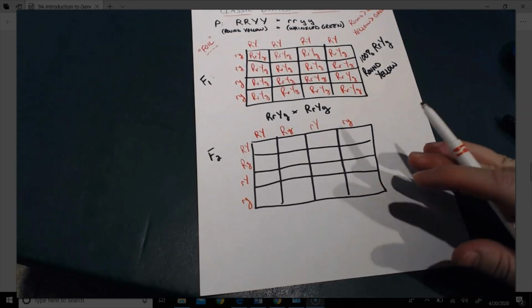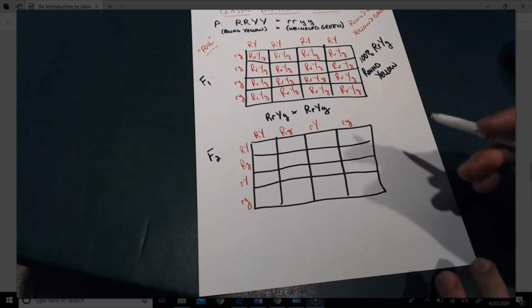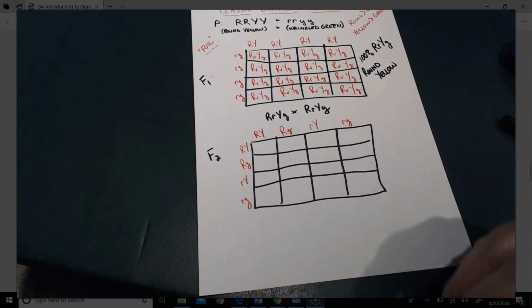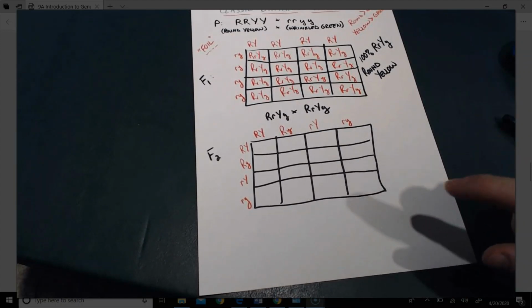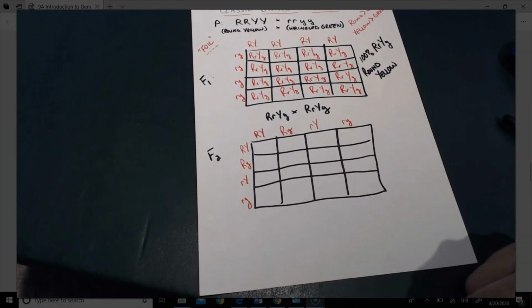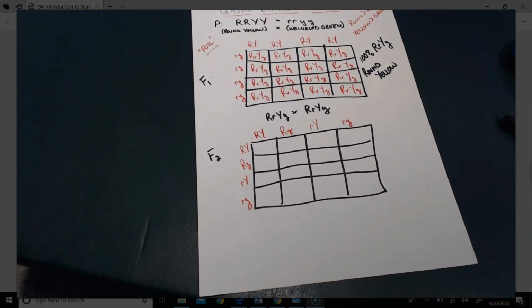Now we go ahead and we fill in this Punnett square. Okay, so again, try to do it on your own for a second, and what you should do is keep your capital first and keep the R's and Y's separated from each other. So go ahead and give it a try, and then I will fill it in.